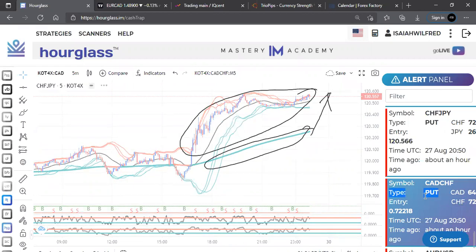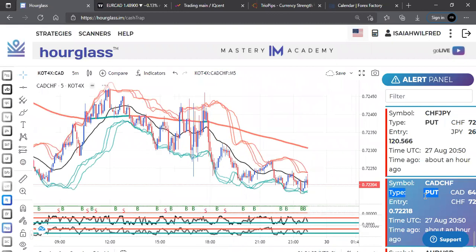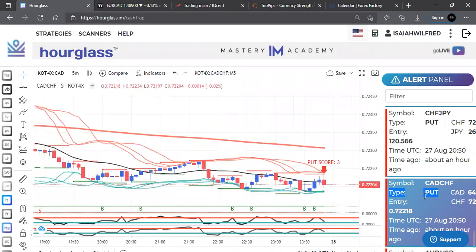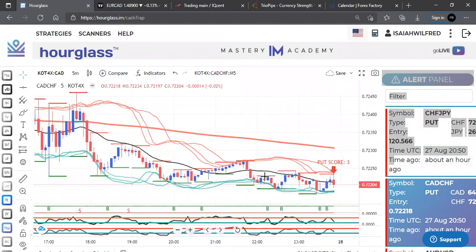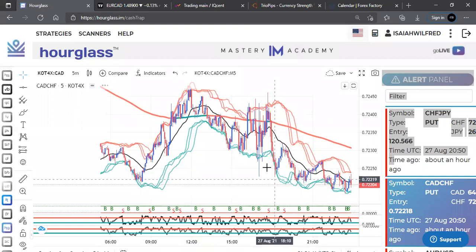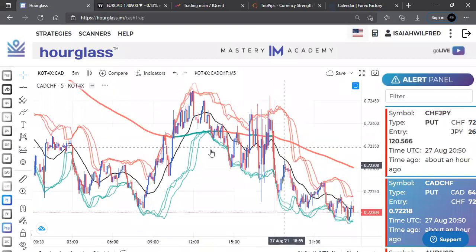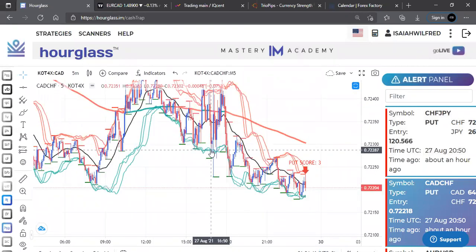We are taking buys. So in a situation like this, the market is below the EMA. Look at it. The market is below the EMA. So as far as the market is below the EMA, the color is now showing red. So we should be taking puts.